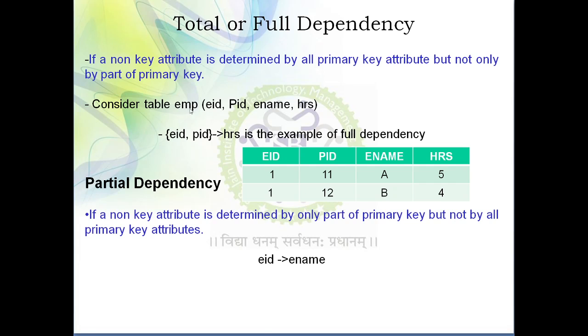Suppose we have taken an example of an employee table. It has four attributes: employee ID, project ID, employee name, and number of hours. In this case, what will be my primary key? First of all, you need to decide what the primary key for this table is, whether employee ID, project ID, employee name, or number of hours. And how do we decide a primary key for a particular table?